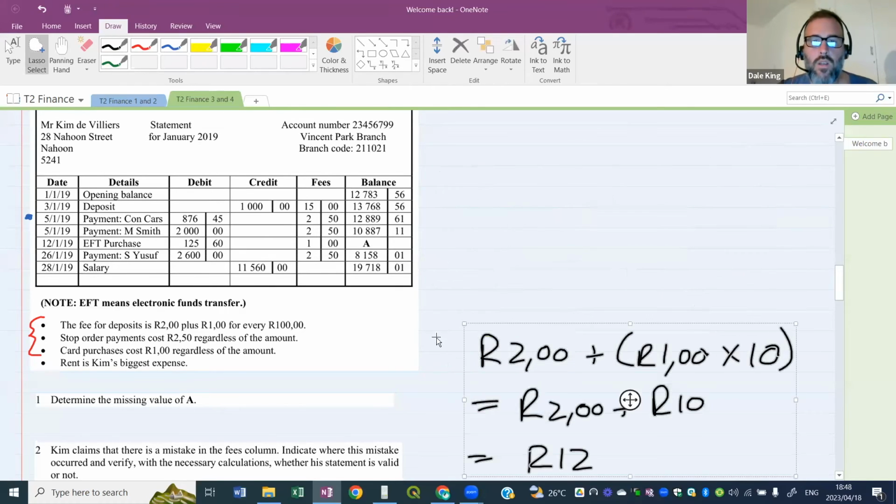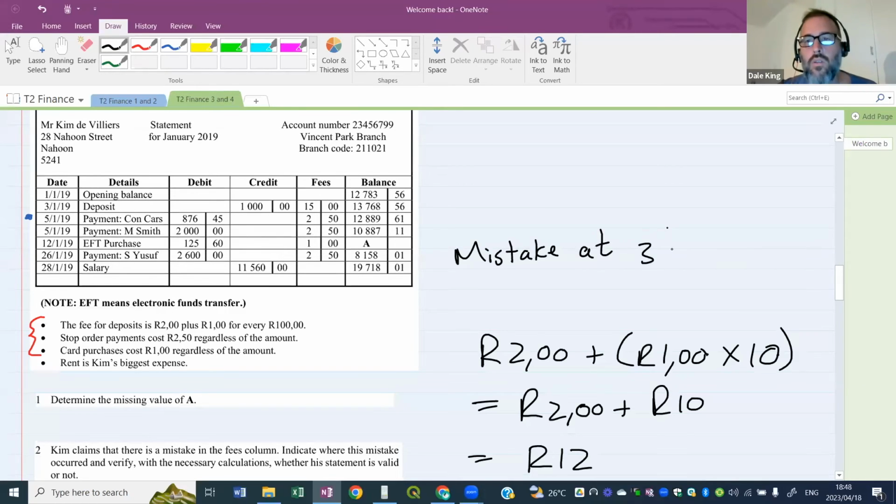So there's the answer. They say, number 1, indicate where this mistake occurred. So we can say a mistake at 3rd of January 19. So that's where the mistake occurred. That's the first thing. The second is verify with calculations whether the statement is valid or not.